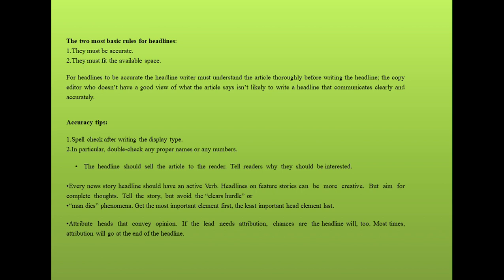Tell the story, but avoid the clichés or murky phenomena. Get the most important element first, the least important element last. Attribute heads that convey opinion. If the lead needs attribution, chances are the headline will too. Most times attribution will go at the end of the headline.